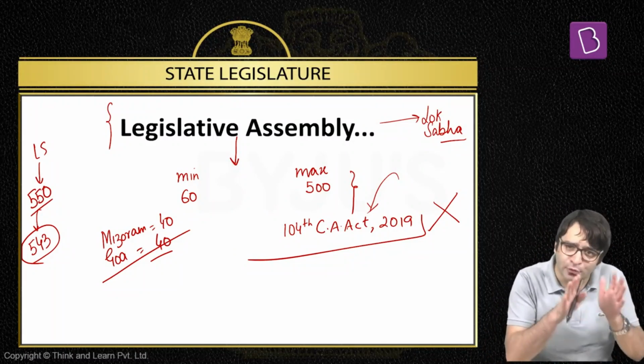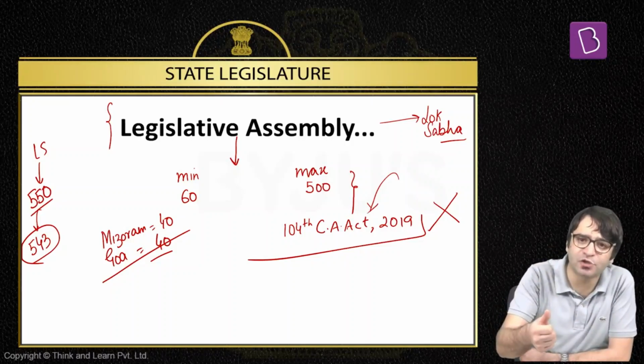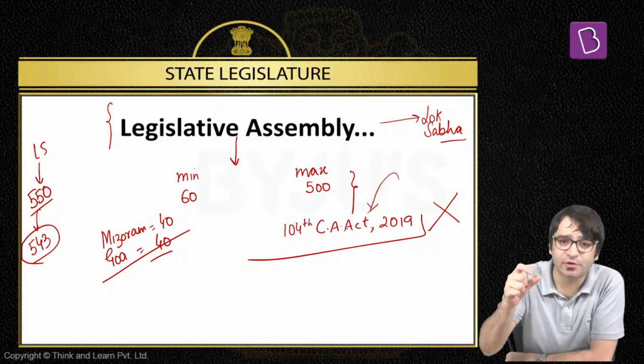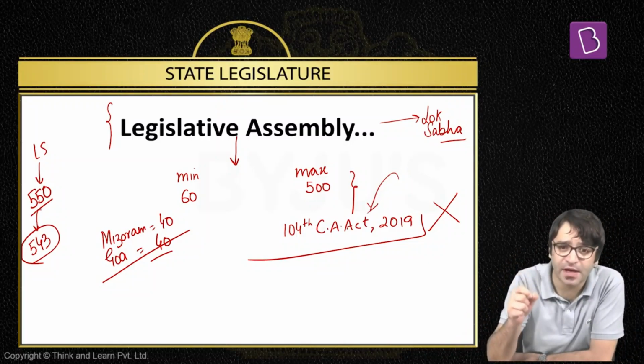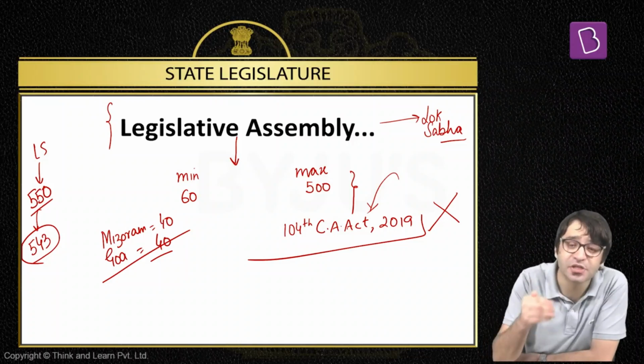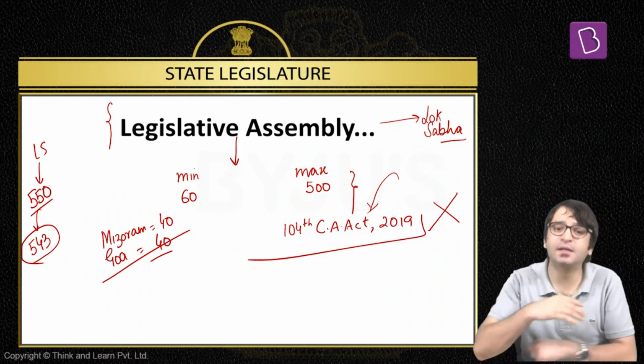It is possible because you are qualified to contest Lok Sabha election provided you are a citizen of India, you have completed 25 years of age, you are a registered voter in any parliamentary constituency of this country. But when it comes to legislative assembly, if you are a citizen of India, you have completed 25 years of age, and you are a registered voter in any assembly constituency of that state, then you can contest legislative assembly election to that state legislative assembly.